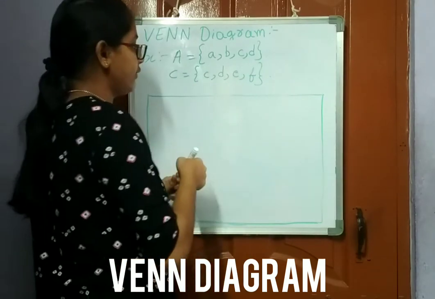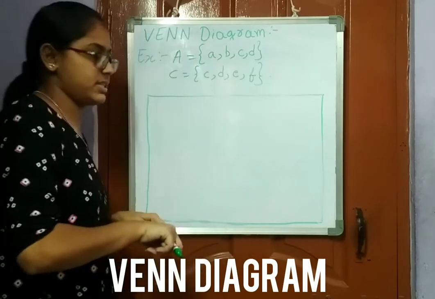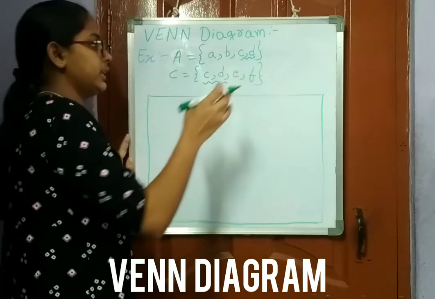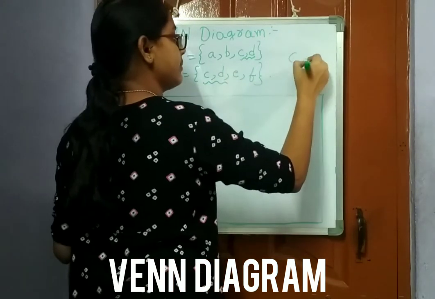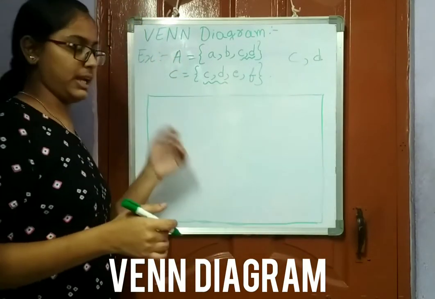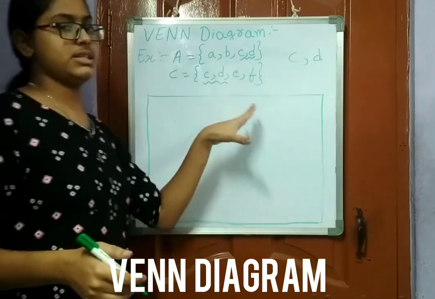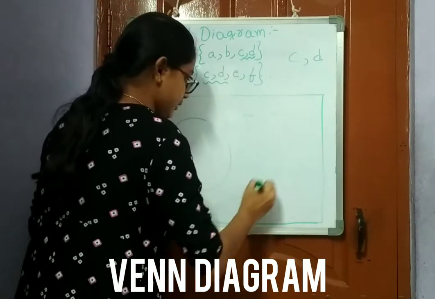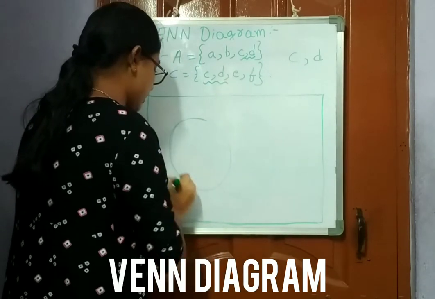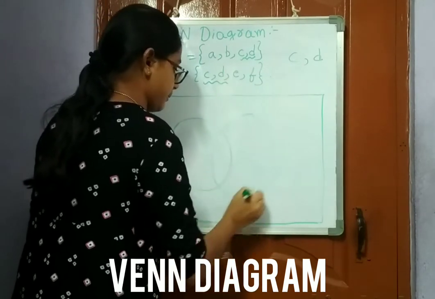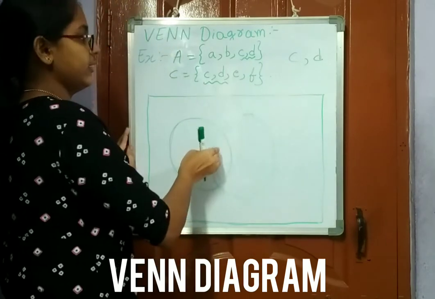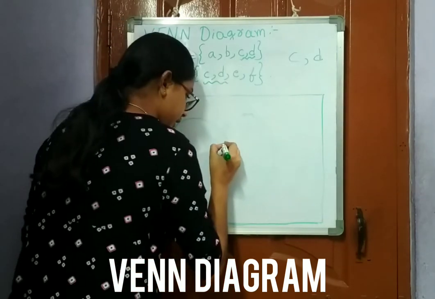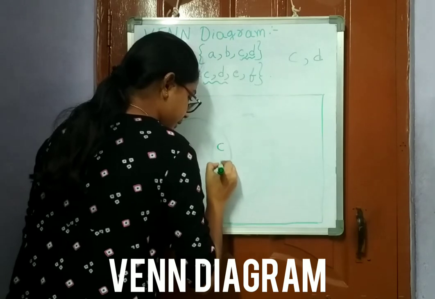As we can see, we find some elements common in both sets. C and D are repeating in both A and B. So C, D are common in both A and B. If we get anything common in these sets, we can draw the Venn diagram as two circles which are intersecting, and the intersecting part will be the common elements. So here we write C and D.